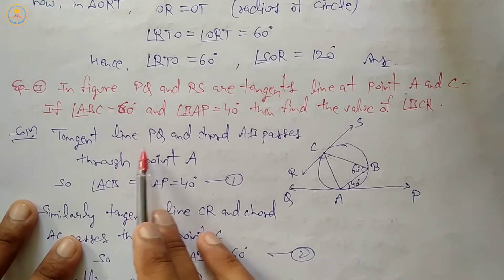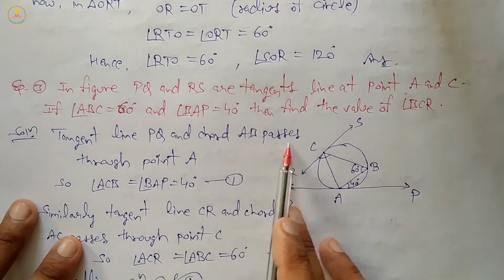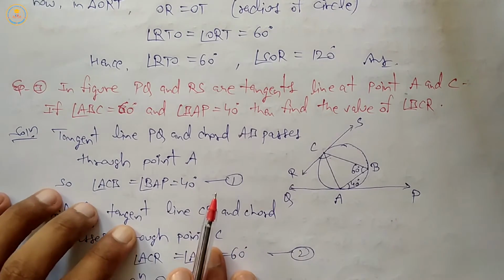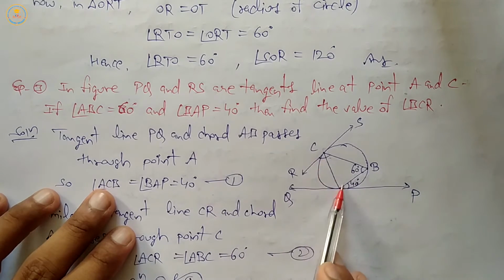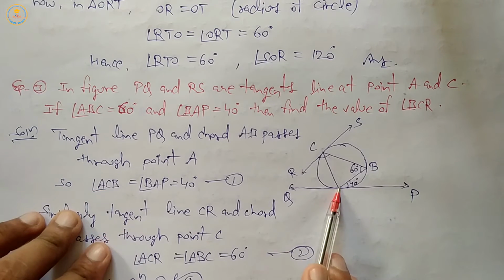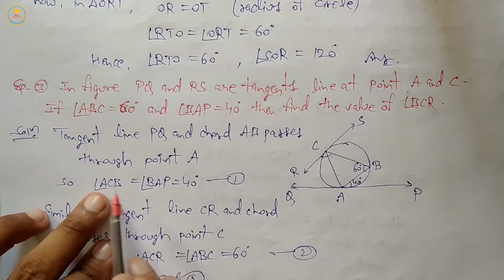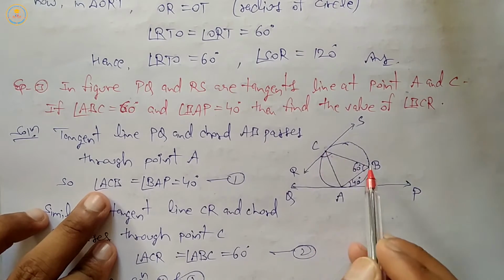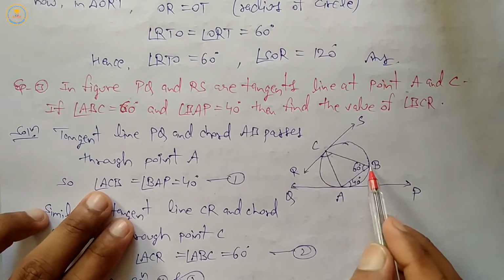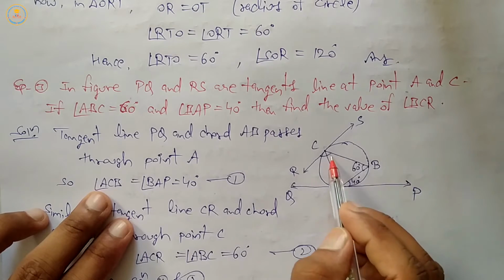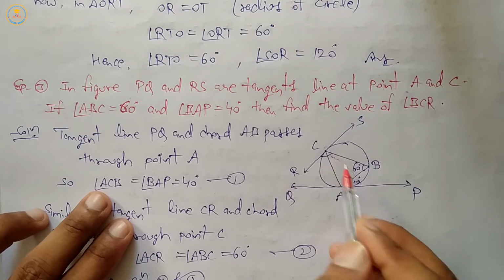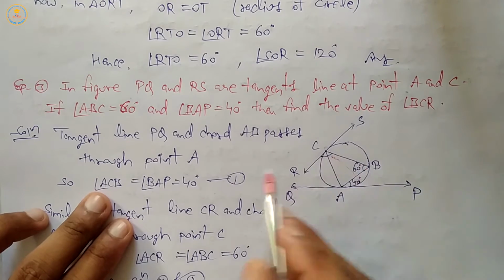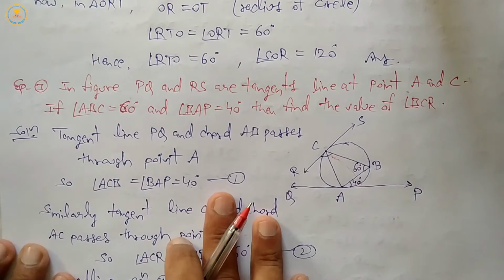Now tangent line PQ and chord AB pass through point A. Both pass through point A. Therefore, angle ACB and angle BAP are alternate angles, angles made in the same segment, so they are equal. This one is 40. It means angle ACB equals 40 degrees. This is equation one.